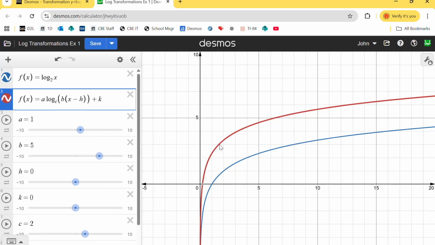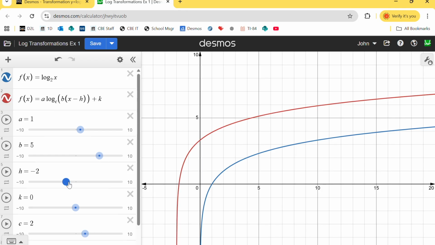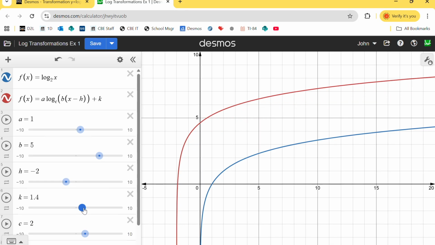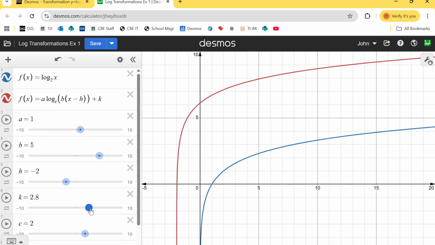The h value of negative 2 is a horizontal translation 2 units to the left. So negative 2, there it is. And then a k value of 3 is a vertical translation 3 units up. K value of 3, and it's going to take it up, up, up. And there we go.